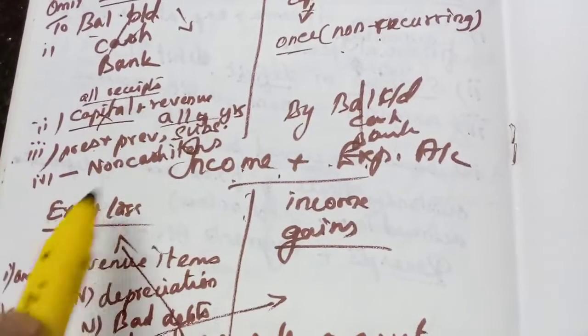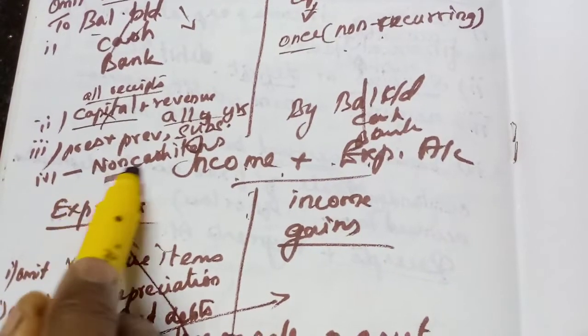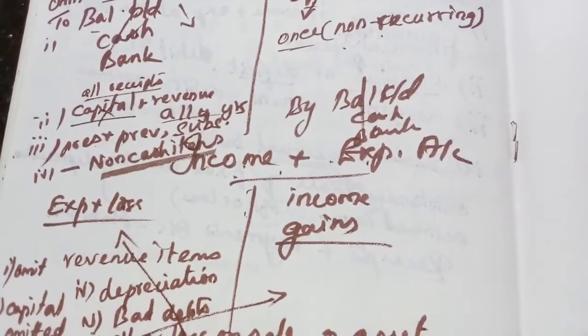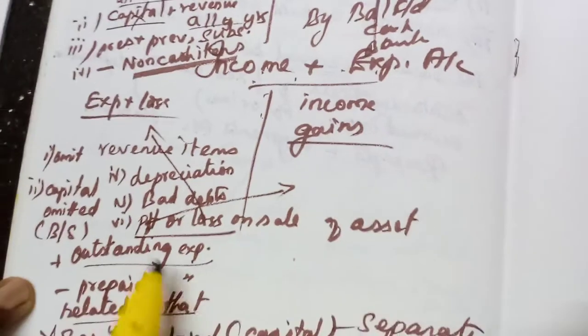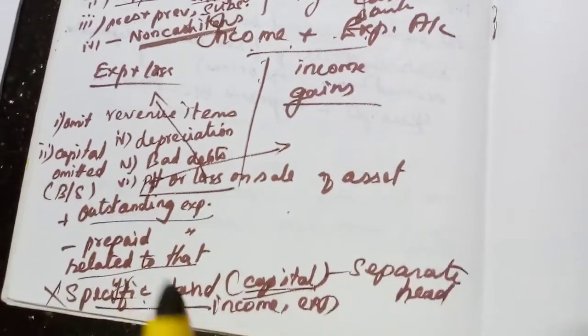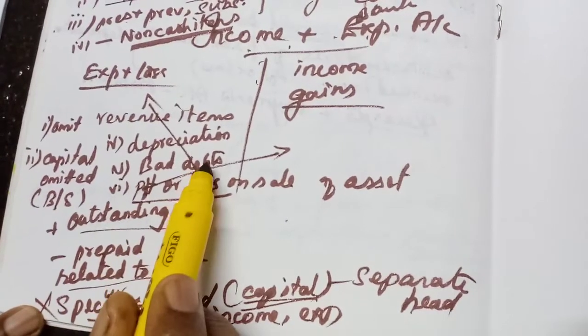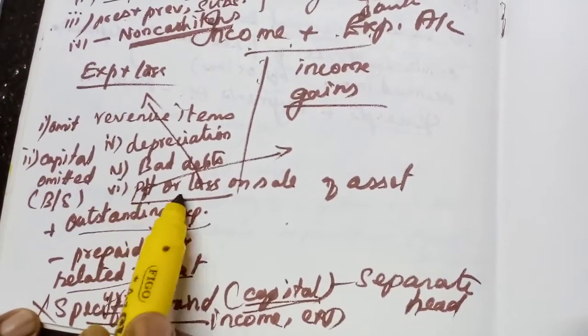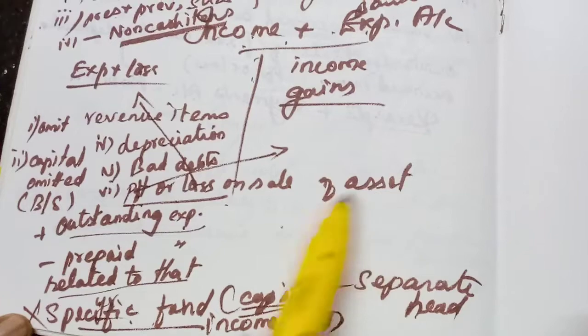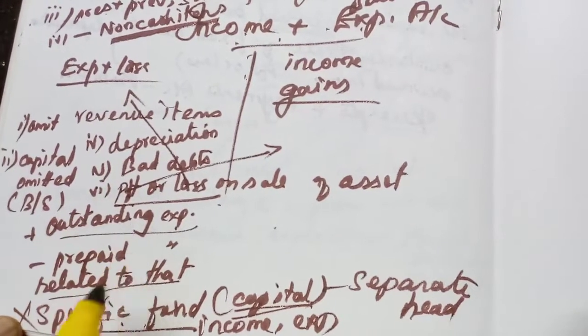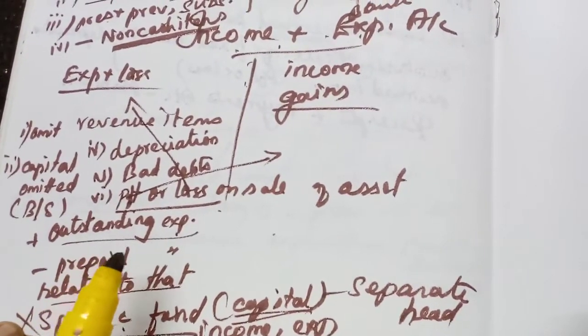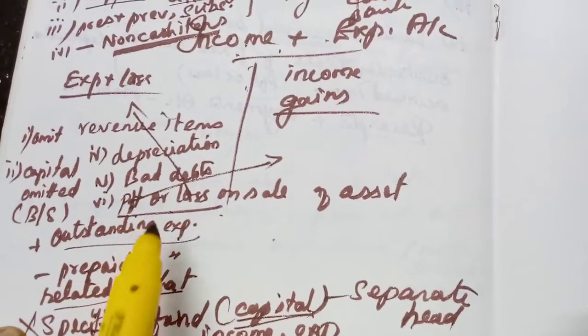In the receipts and payments account, we never enter non-cash items. But here we enter all the non-cash items. What are the non-cash items? Maybe the depreciation, bad debts, or any profit or loss on sale of fixed asset will be included in the income and expenditure account.